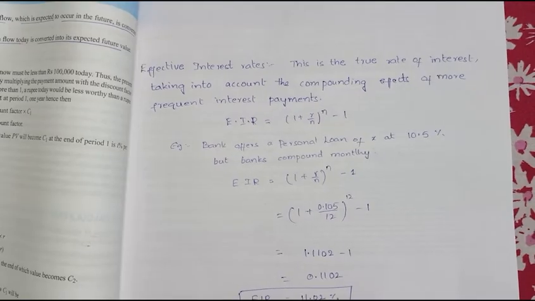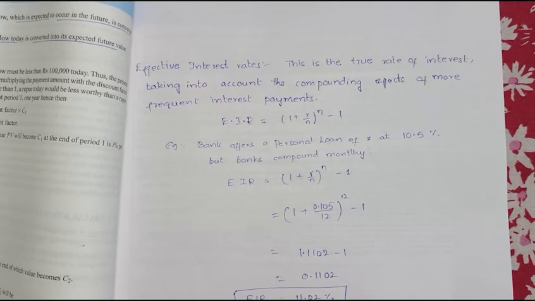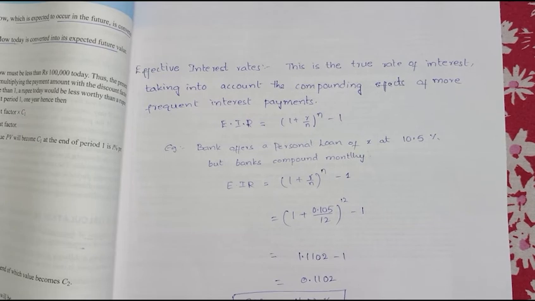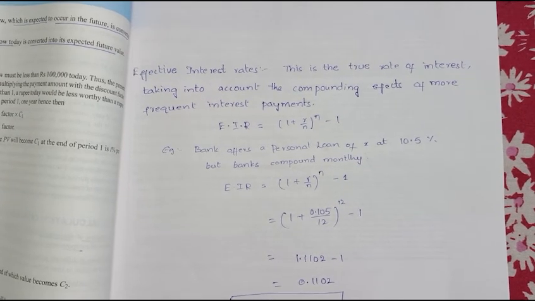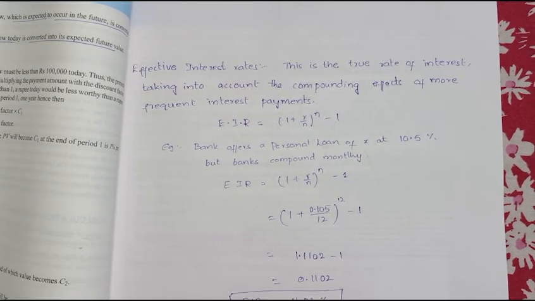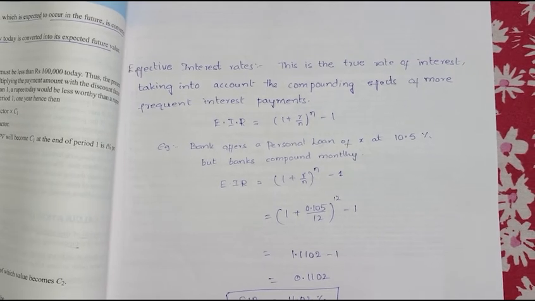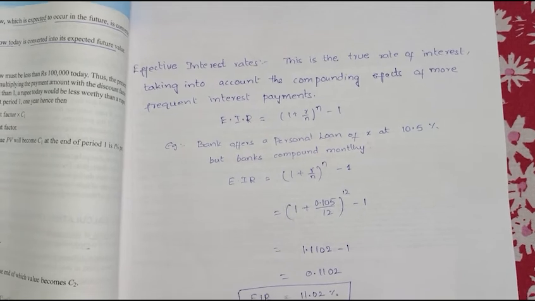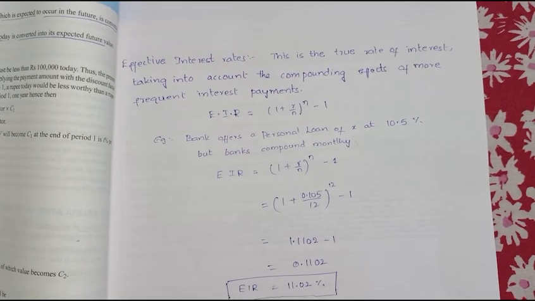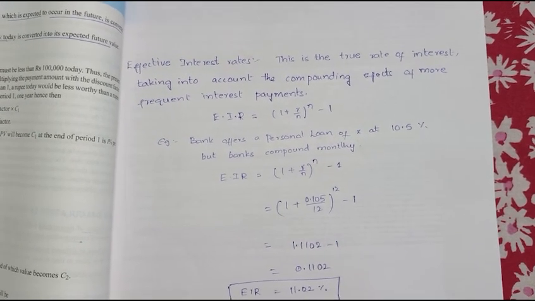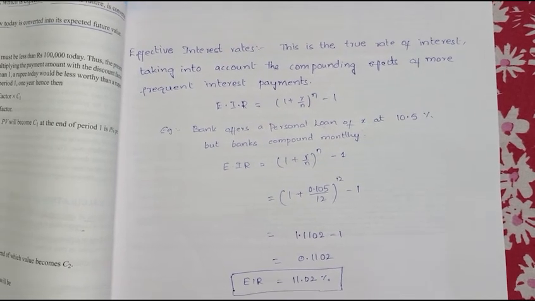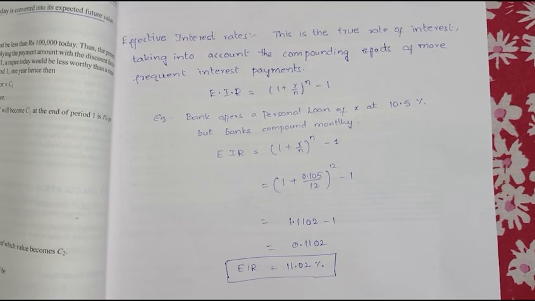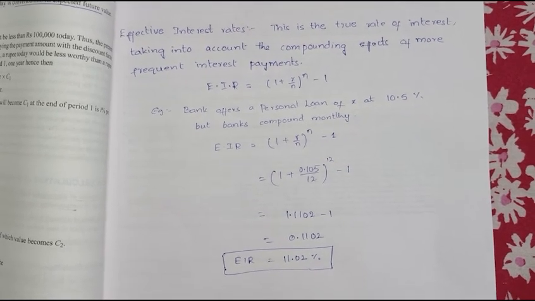Next topic is effective interest rates. This is the true rate of interest taking into account the compounding effects of more frequent interest payments. The formula for effective interest rate equals (1 plus r by n) whole power n minus 1. Let us take one example. A bank offers a personal loan of X rupees at 10.5% per annum. But the bank compounds interest monthly. So let us find the effective interest rate.